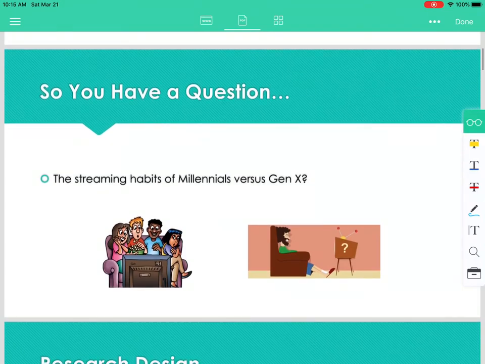So let's say that my example question is, I want to know more about the streaming habits of millennials versus Gen X. If you don't know millennials, even though it's debated, typically millennials include people who were born in the mid 80s to late 90s or early 2000s. And then you have people who are the Gen X, and that's typically you were born between the years of 1965 and 1980. That's me, Gen X. Perhaps you are a millennial. Let's find out more about the streaming habits of these two.